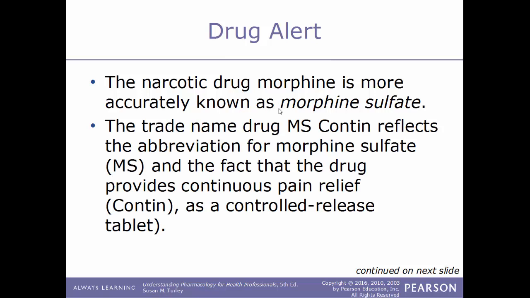All right, now we'll talk about a drug alert. The narcotic drug morphine is more accurately known as morphine sulfate, and the trade name drug MS Contin reflects the abbreviation for morphine sulfate. That's where the MS comes from, and the fact that the drug provides continuous pain relief. Contin, think of continuous, and this is dosed as a controlled release tablet.